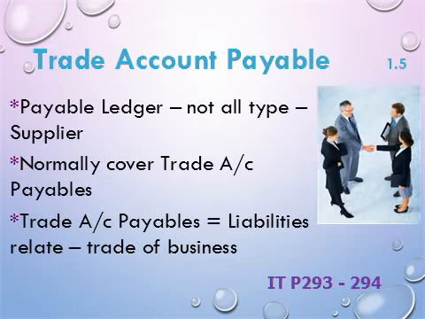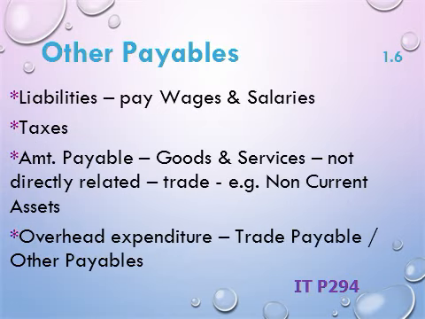The payables ledger does not contain the balances for all types of supplier. It will normally only cover the trade account payables. Trade account payables are liabilities that relate to the trade of the business. They are suppliers that supply the goods and services that the business buys in order to sell, as well as the suppliers of the goods and services that a business needs to maintain its business, for example, office supplies, rent, electricity. Other payables will not be recorded in the payable ledger, and will be recorded straight to the general ledger.